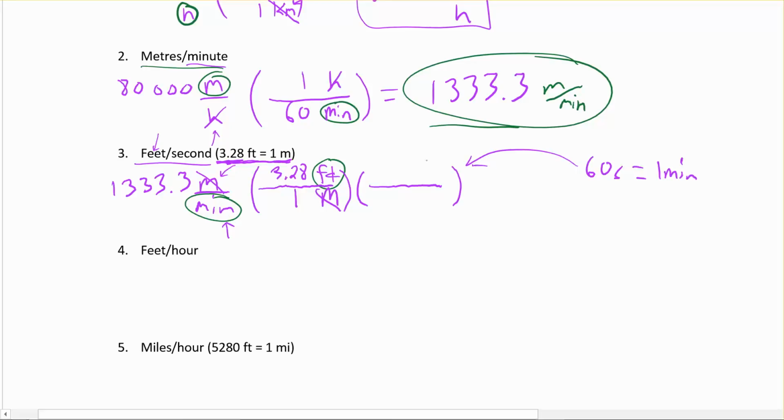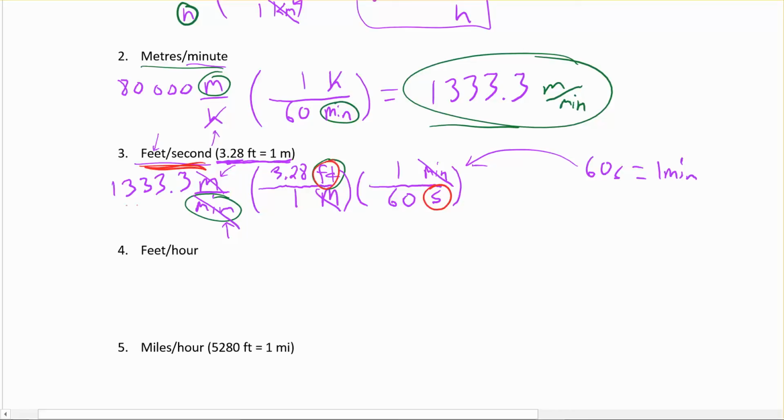Would I put minutes on the top or would I put minutes on the bottom? You would put minutes on the top so that they cancel with minutes on the bottom over here, right? So minutes on the top, seconds on the bottom. There are 60 seconds in 1 minute. So now I've got minutes on the bottom here, minutes on the top up here. They cancel there and they cancel there. And now if I look at what I'm left with, the things I haven't crossed out, I'm left with units of feet per second. Perfect, that's what we wanted, right?